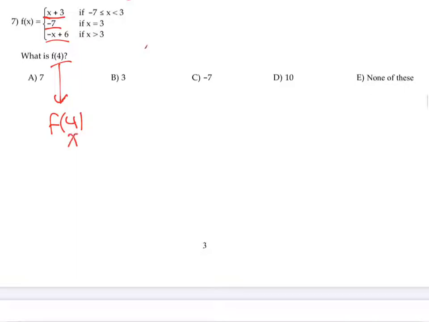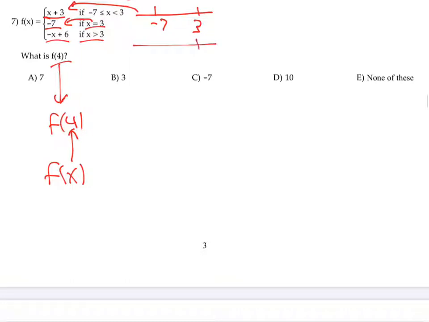So they're saying the x value, remember, functions are always f of x, so it's x that's inside. So they're saying x is 4, like that. So if x is 4, look at the 3 zones. This is saying that if x is between -7 and 3, you should plug in that function. This one's saying if x is 3, you should plug in that function. And this one's saying if x is greater than 3, if it's over here, then you should plug in that function.